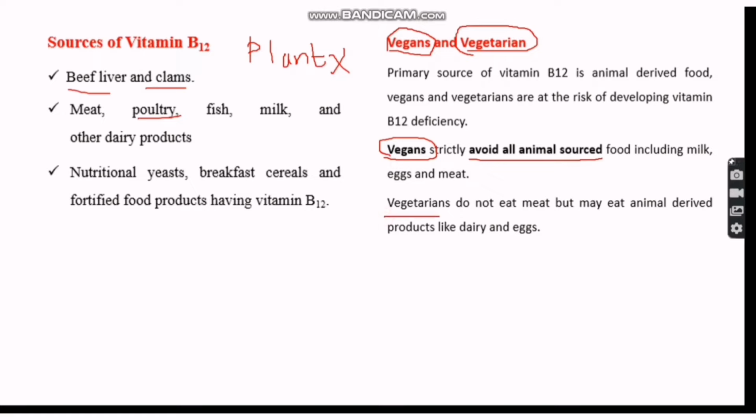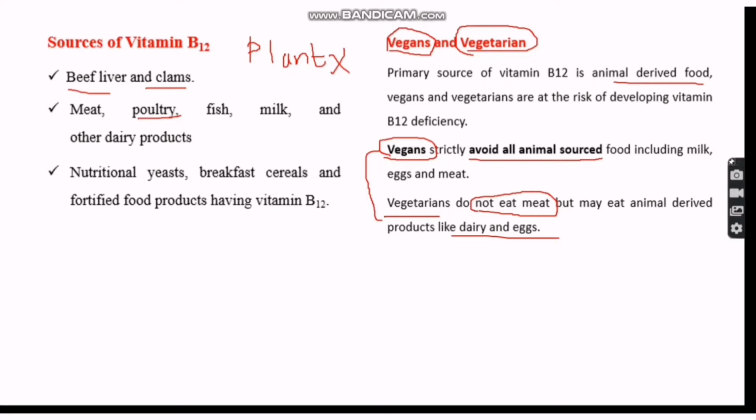Whereas vegetarians only avoid meat, but they may eat other animal derived products like dairy and eggs. As the primary source of vitamin B12 is animal derived food, both vegans and vegetarians are at high risk of developing vitamin B12 deficiencies, because the rich source of vitamin B12 is meat. Vegans avoid meat, vegetarians also avoid meat, so they both are at risk of developing vitamin B12 deficiency.